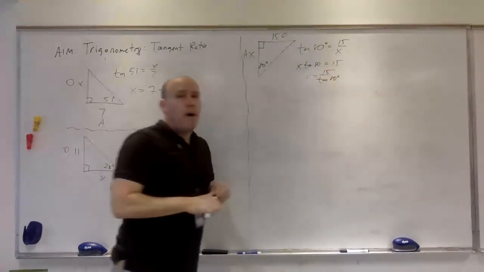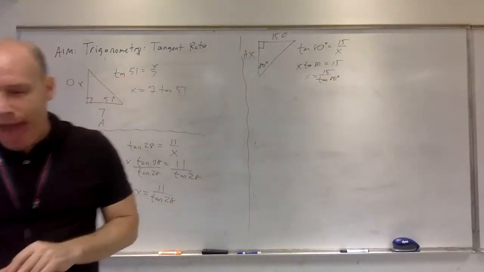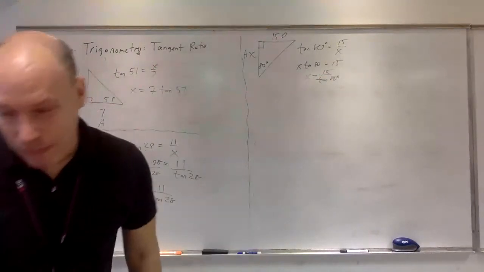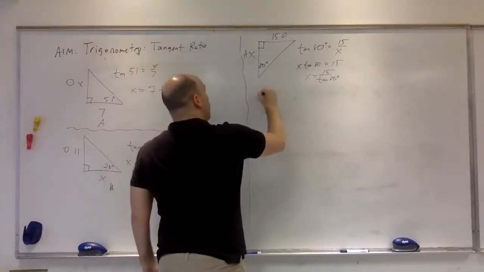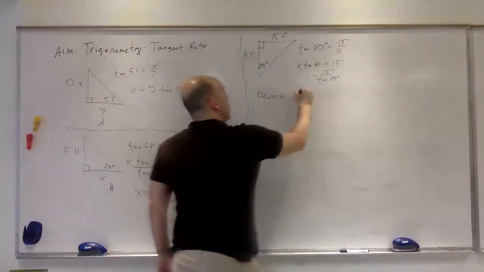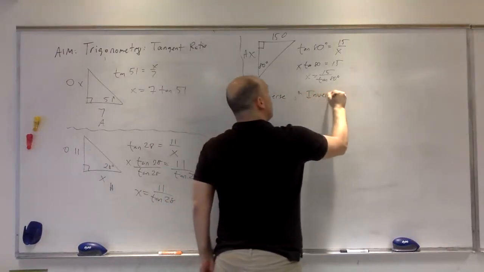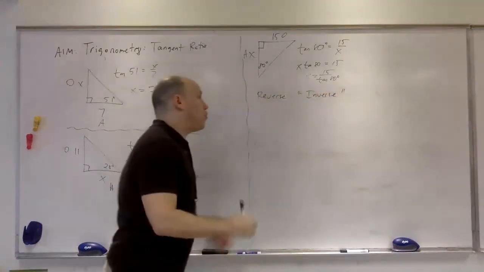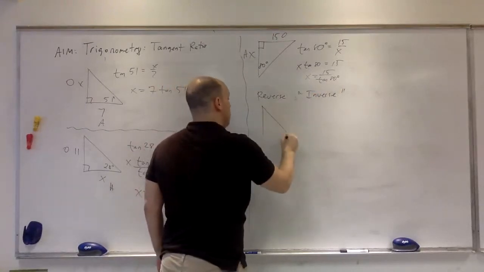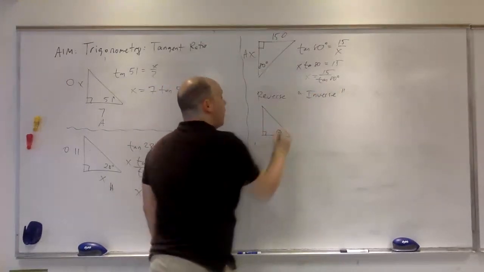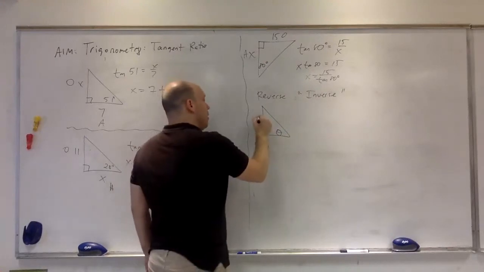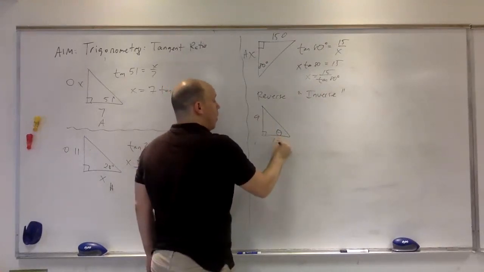Now, some of you might say, Mr. Adler, what if the angle is missing and we have the sides? Excellent. We have to do the reverse. It's known as the inverse. So let's say I have a triangle here, and I don't know the angle, but I do know 9 and, let's say, 12.